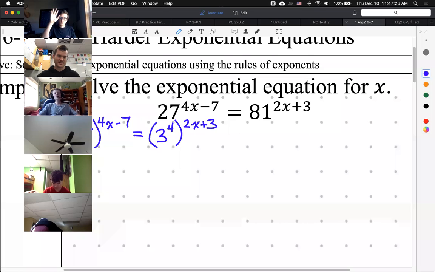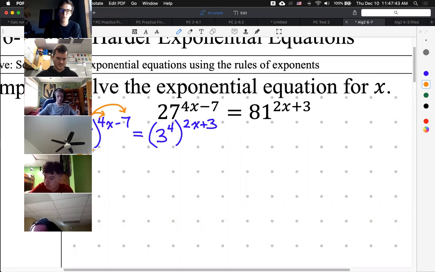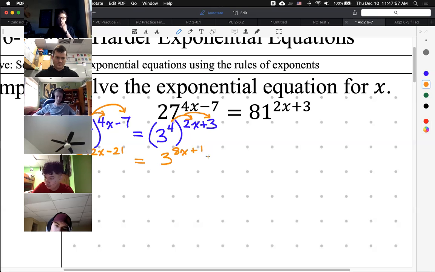Next step, I need to use properties of exponents to boil these down. Wyatt? You can multiply the exponents on both of those, so you kind of distribute it. So your next equation would be 3 to the power of 12x minus 21 equals 3 to the power of 8x plus 12.